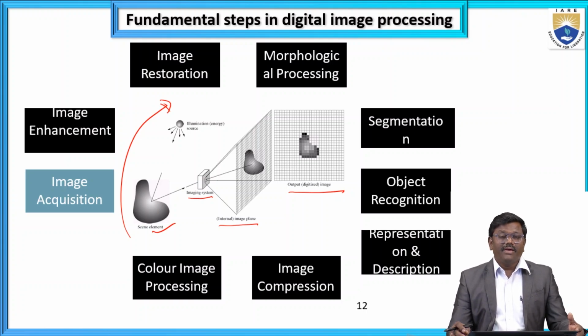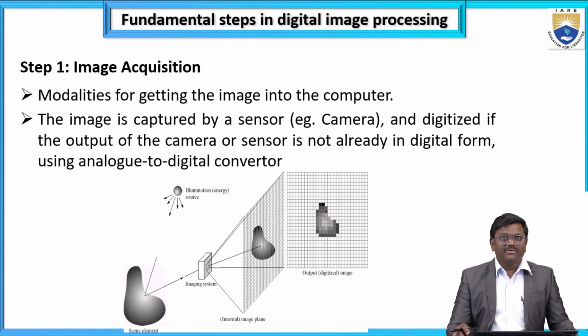We can also, when we want to transfer an image from one device to another device, use image compression, and here we are going to use color image processing also in the same steps. Of course, as we discussed about the first step, image acquisition, the meaning of it is the modalities for getting the image into the computer. The image is captured by a sensor, nothing but a camera, and digitized, if the output of the camera or sensor is not already in digital form, using an analog to digital converter.